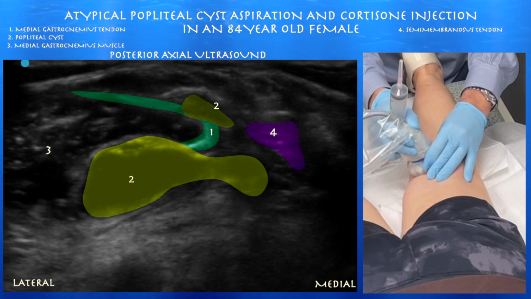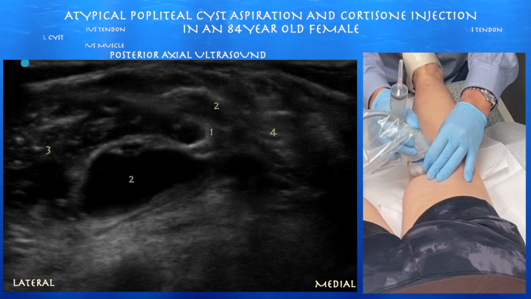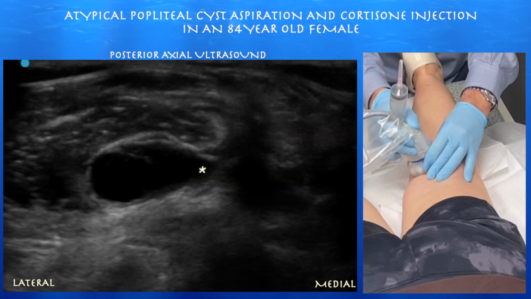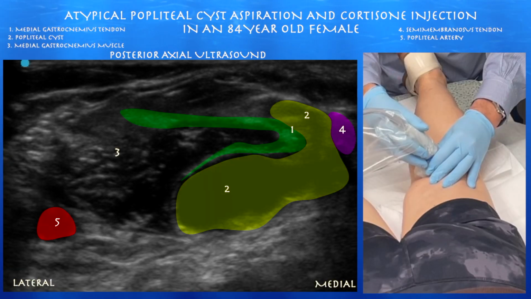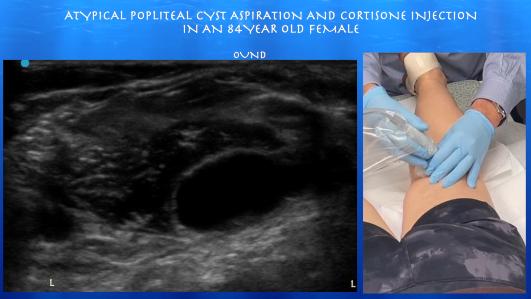And you can appreciate how the medial gastrocnemius tendon is a boomerang shape. Baker's cyst is going between the semimembranosus tendon and the medial gastrocnemius tendon, confirming that it's a Baker's cyst. Here you can appreciate the popliteal artery.